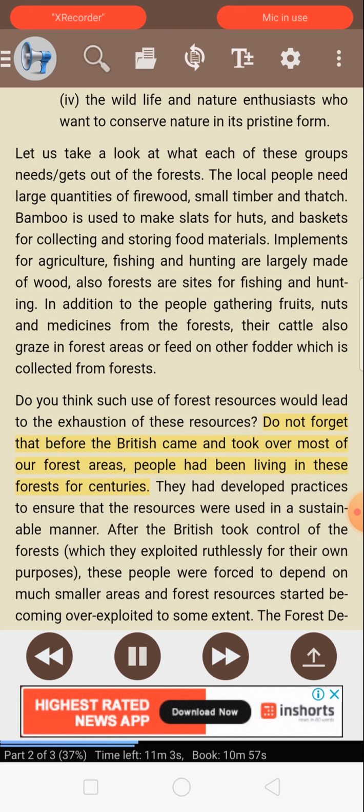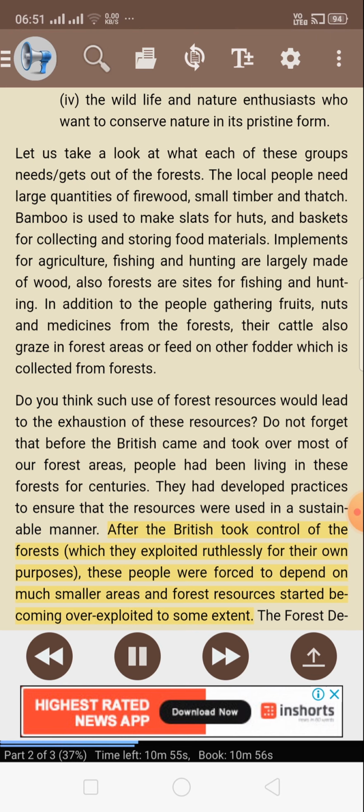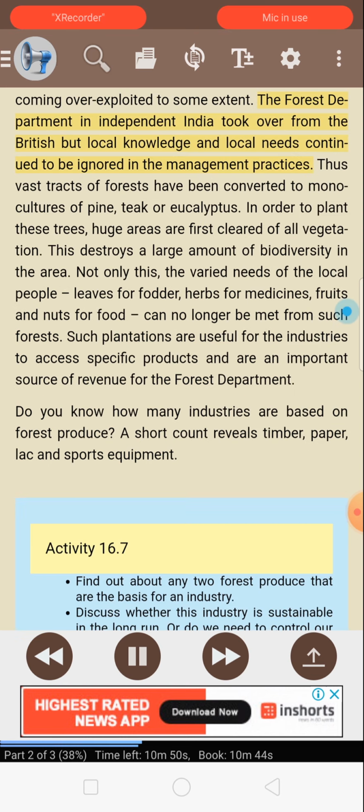Do not forget that before the British came and took over most of our forest areas, people had been living in these forests for centuries. They had developed practices to ensure that the resources were used in a sustainable manner. After the British took control of the forests, which they exploited ruthlessly for their own purposes, these people were forced to depend on much smaller areas and forest resources started becoming overexploited to some extent. The forest department in independent India took over from the British, but local knowledge and local needs continued to be ignored in the management practices.